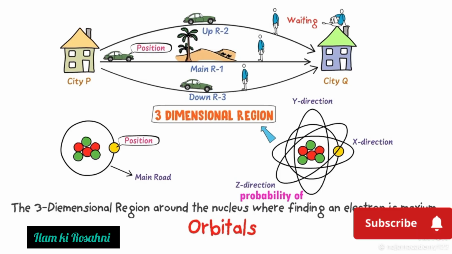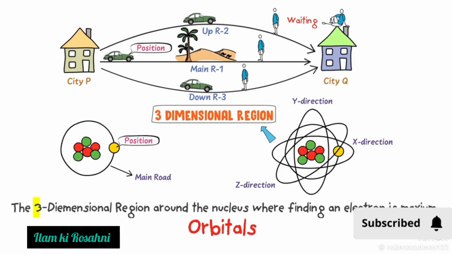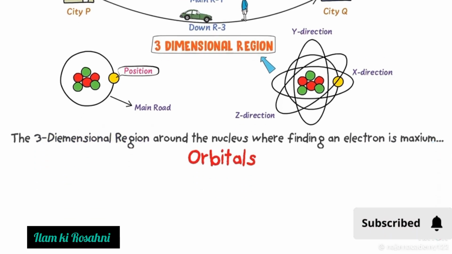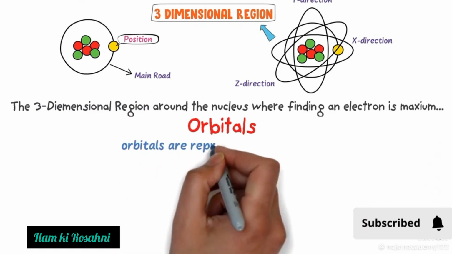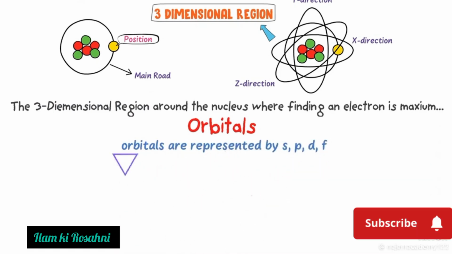One can also say that orbitals are spheres or squares. Here, let me highlight the three-dimensional region. So orbitals are the three-dimensional regions. Orbitals are represented by s, p, d, f.